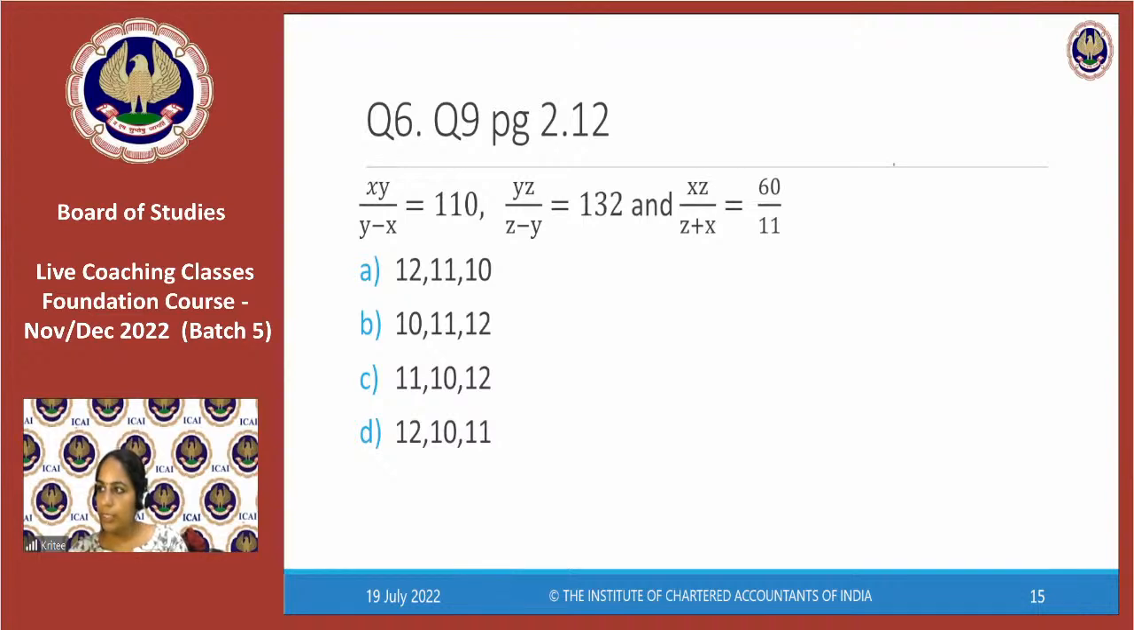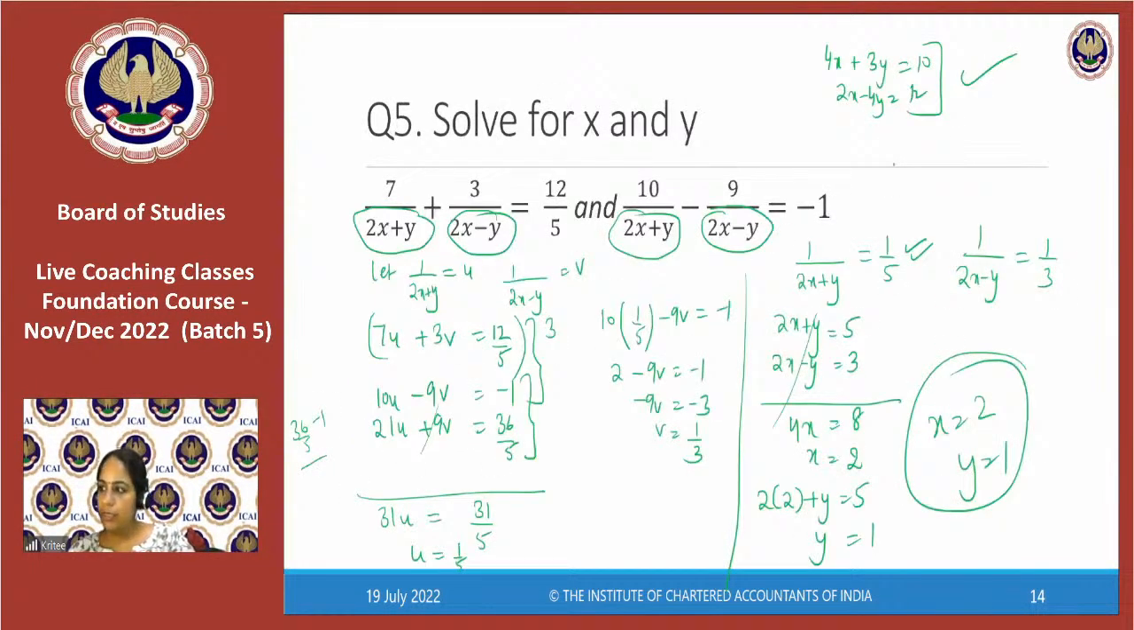Okay, Loveleen wants the explanation again for the previous question. Loveleen, look at the question again very quickly. Because you had 2x plus y and 2x minus y, a complicated denominator. So instead of taking the LCM, what you can do is take 1 upon 2x plus y and substitute it to be a simpler variable u, and 1 upon 2x minus y as v. So now these equations will be in the simpler form. 7u plus 3v equal to 12 by 5. 10u minus 9v equals minus 1.